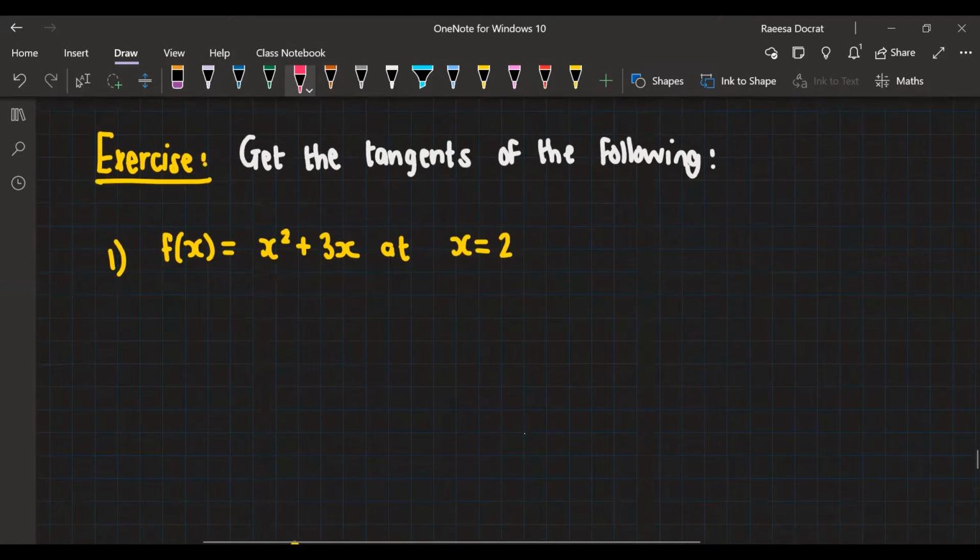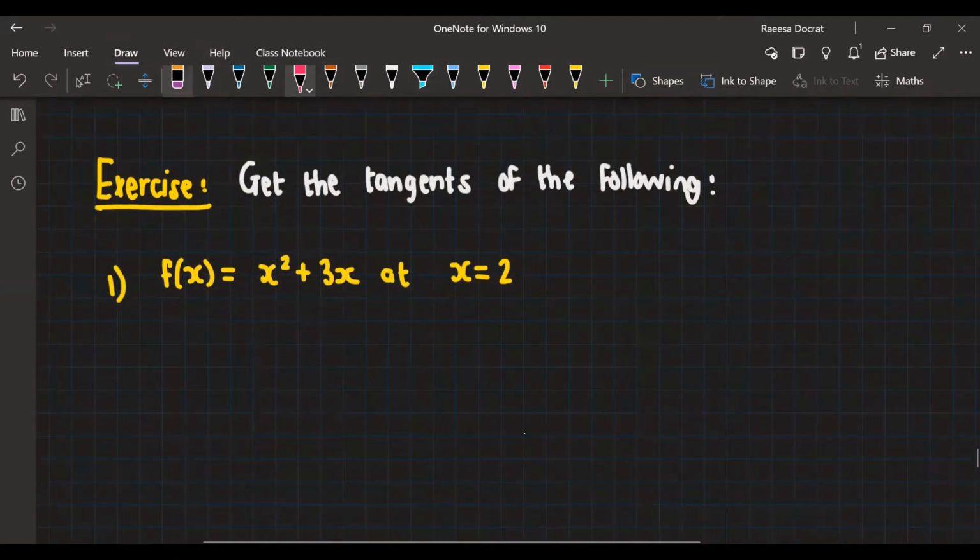Let us have a look at an example. It says get the tangents of the following. There are two graphs. The first one is f of x is equal to x squared plus 3x, and we're looking for the tangent at x is equal to 2. First of all, let's find the gradient. The gradient is when we get the derivative and evaluate it at, in this case, x is equal to 2. So first, let's get the derivative.